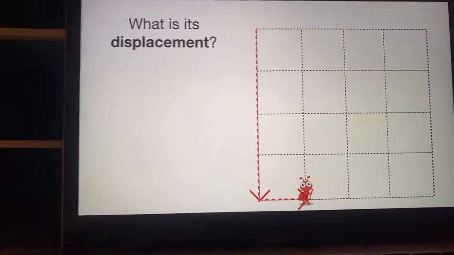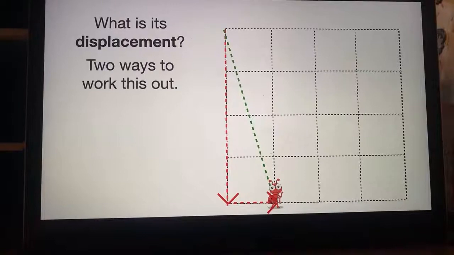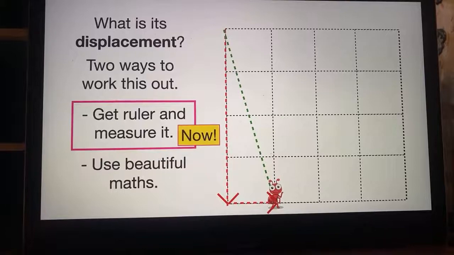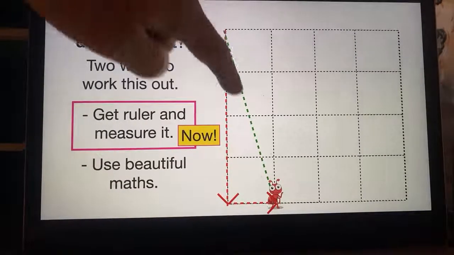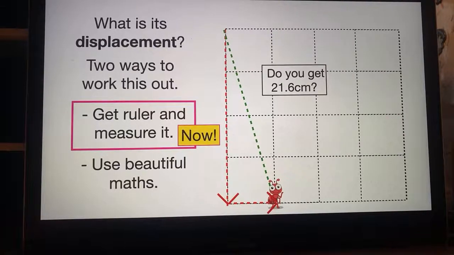How did you get the displacement? Did you just draw a line from where the ant started to where the ant ended up? There's actually 2 ways to work it out. You could do what we just did, which is get a ruler and measure it. Hopefully, you could do that now if you haven't done it already. Or you can use beautiful, beautiful maths. So if you're measuring this line on your bit of paper, the ant's displacement, then you should have got a number sort of, well, I've put on the PowerPoint 21.6. In reality now I get 21.7, but like I say, that's okay. Well done if you've put it in centimetres, not millimetres, because the question did ask for centimetres.